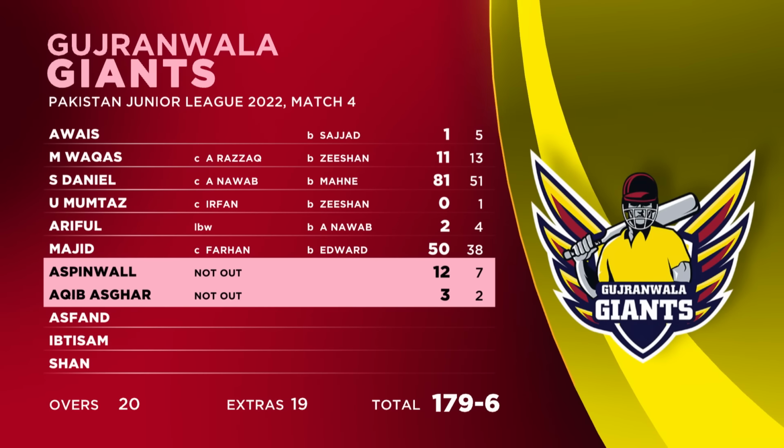What an innings we witnessed here. 179 for 6, the highest total as of now in the Pakistan Junior League. And what a recovery, 24 for 4 in the power play. And then that 122-run partnership between Majid and Siobhan, taking the side to 179, 81 from just 51 deliveries from Siobhan Daniel and 50 off 38 from Hasnain Majid.